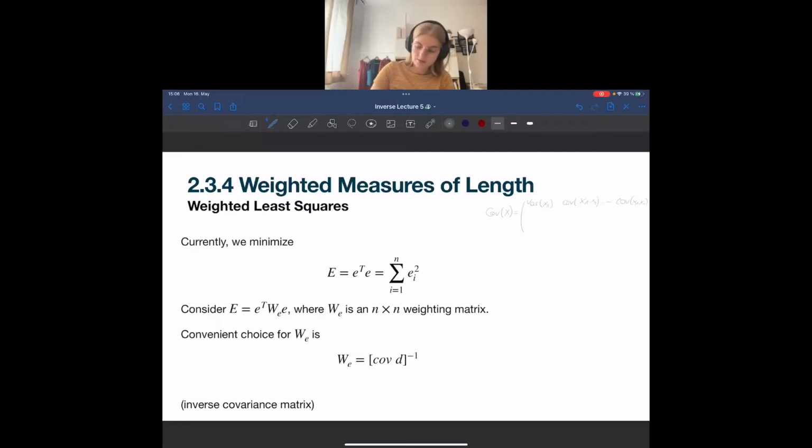And of course, we do the same here for the columns. So we end up with the covariance of xn and x1, and so on until we reach the diagonal, where we have the variance of xn. And so here we say we use the inverse covariance matrix for weighting. Of course, the first question that comes to our mind is why are we doing that, or what does it do to our problem?